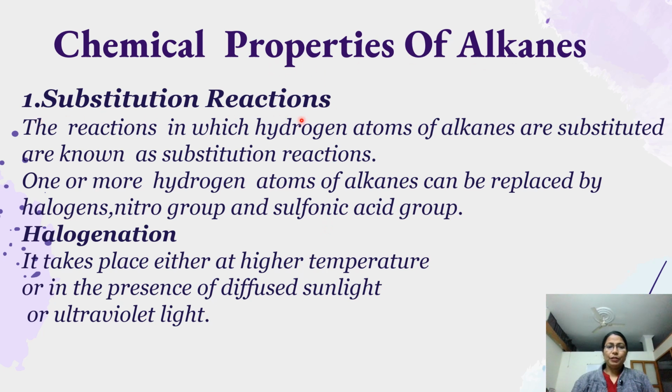First is substitution reaction. Substitution reactions are those in which the hydrogen atoms of an alkane are substituted by some other group. So we can say that one or more hydrogen atoms can be replaced by either halogen, nitro group or sulfonic acid group. Now, under substitution reaction, we will study halogenation. Halogenation takes place at higher temperature or in the presence of diffused sunlight, or you can say UV light.